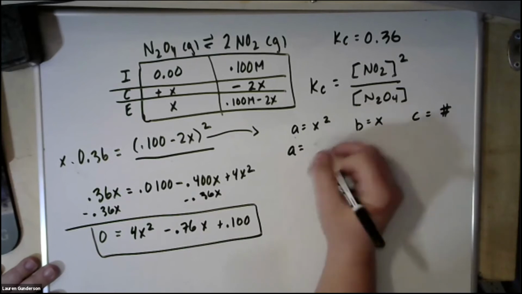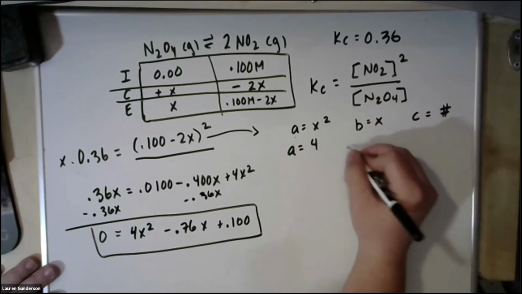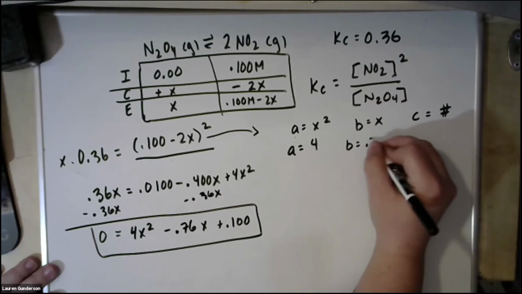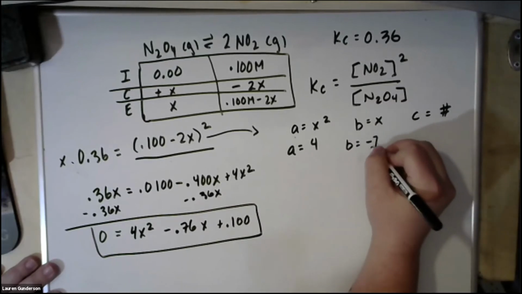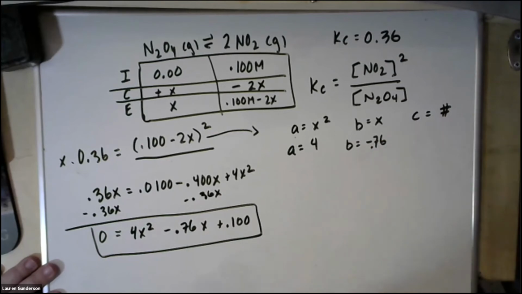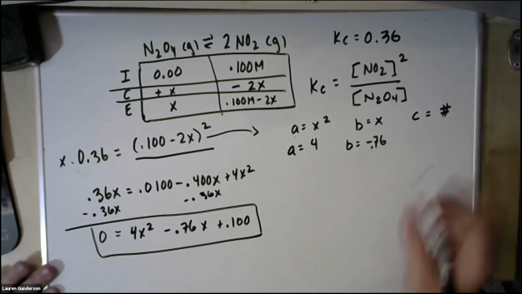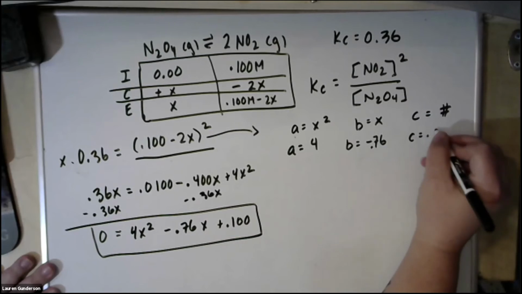So my a here is going to equal 4. My b is going to equal negative 0.76. You have to keep the signs with it. Don't do what I just almost did. And my c value is going to be 0.100.